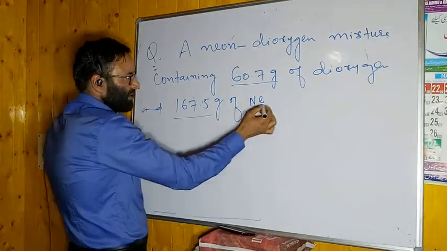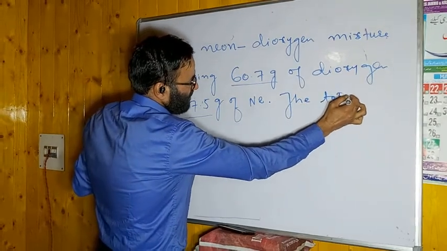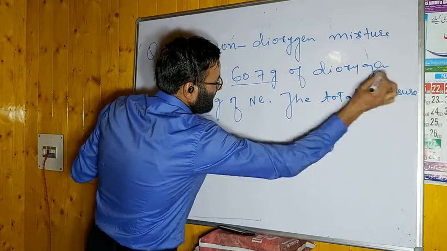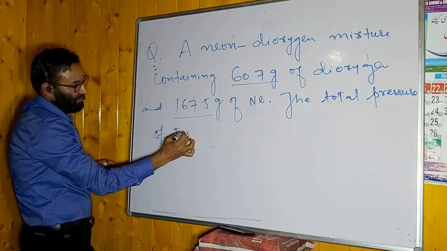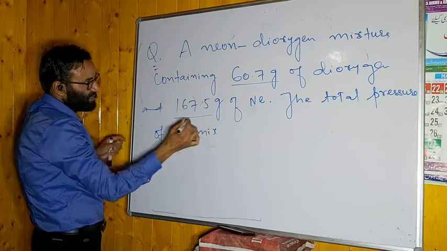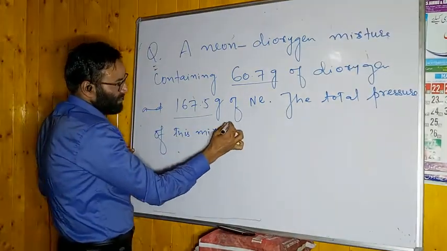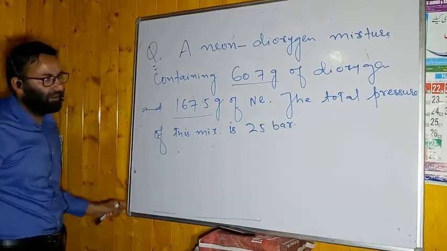फिर वहां पे क्या given है? The total pressure of this mixture. अब ये 2 gases हैं mixture here, neon and dioxygen. The total pressure of this mixture is 25 bar. Bar is the unit of pressure. I have already mentioned it.